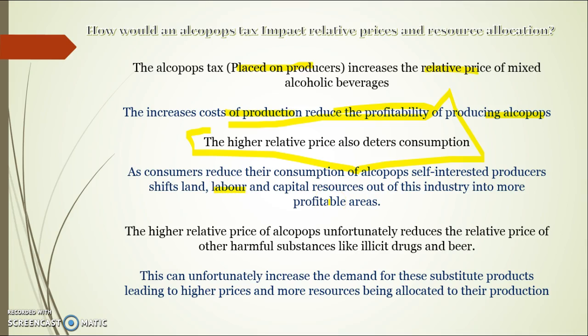The higher relative price of alcopops unfortunately reduces the relative price of other harmful substances like illicit drugs and beer. So even though resources shift out of alcopops, which is good, it can have negative implications because we shift resources into things like illicit drugs and beer. This can unfortunately increase the demand for these substitute products, lead to higher prices, and more resources will be allocated to those areas. So initially they have a lower relative price, but the increase in demand then increases the price. Not quite as high as alcopops, but still above what they used to be.